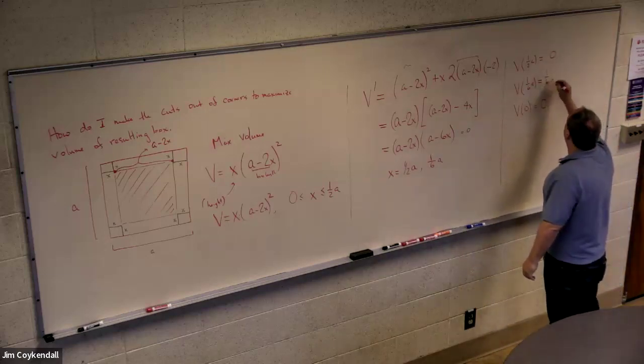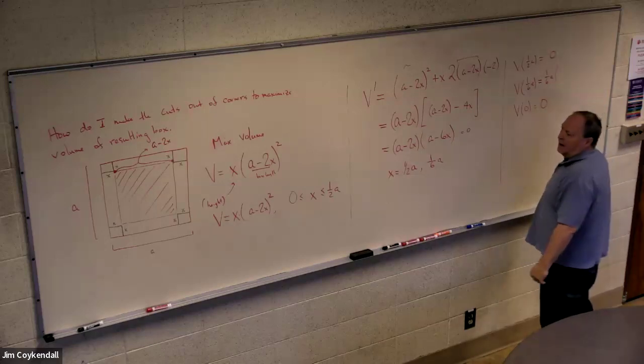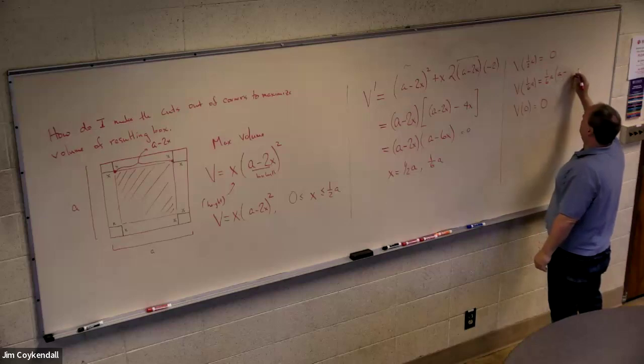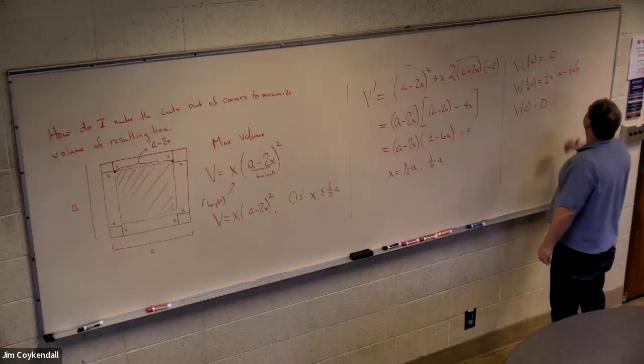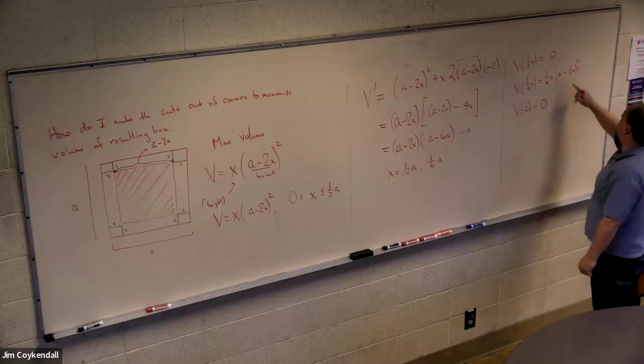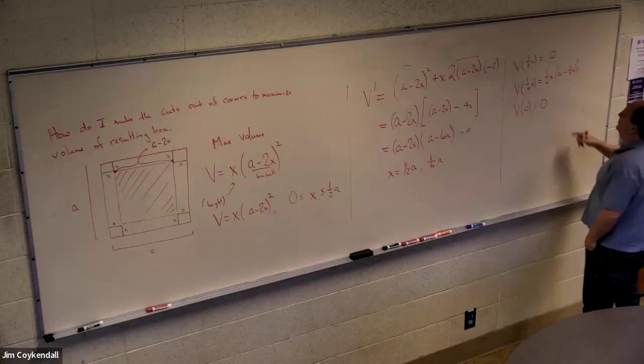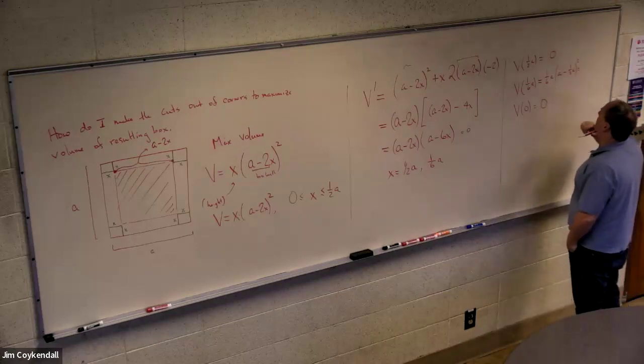This is one sixth A, and A minus, let's see, twice of this is one third A, squared. So that's going to be two thirds A squared. So that's going to be 4/9 times 1/6, which is 2/27.